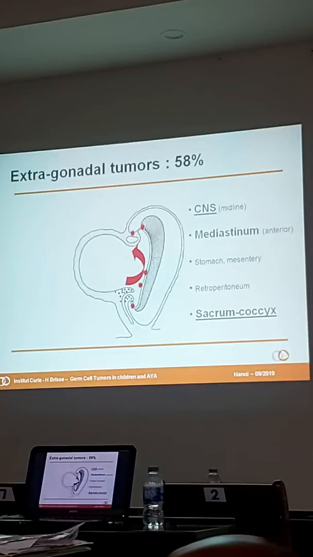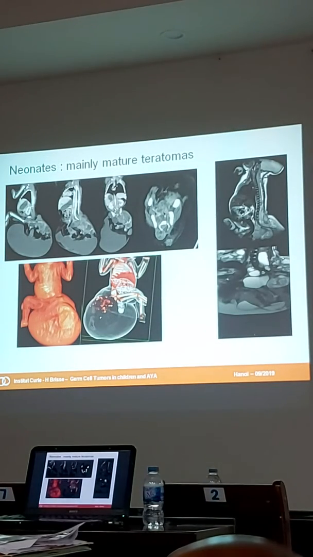So now let's talk of extragonadal tumors. So about half of the germ cell tumors originate from the gonads, but half of them originate outside. So some examples are the sacrococcygeal tumors. Here is a typical sacrococcygeal tumor in a newborn. Sometimes they are small, sometimes they are very huge, as in this case. But this is a classical pattern.